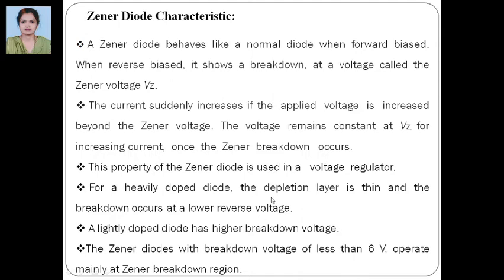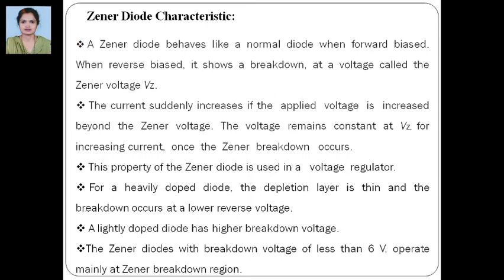For a heavily doped diode, the depletion layer is thin and the breakdown occurs at a lower reverse voltage. A lightly doped diode has a higher breakdown voltage. Zener diodes with breakdown voltages less than 6 volts operate mainly in the Zener breakdown region, and those greater than 6 volts appear in the avalanche breakdown region. This is all about Zener diode characteristics.